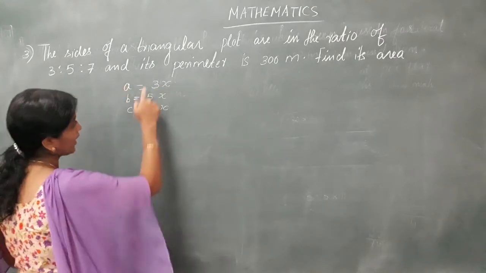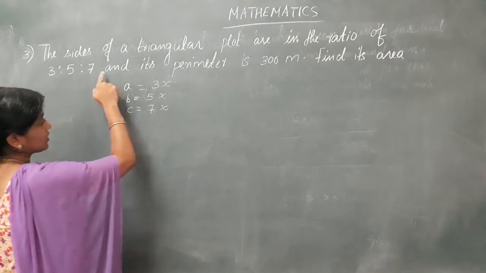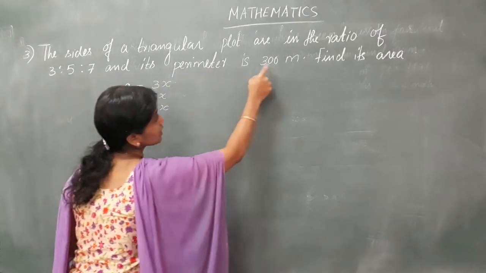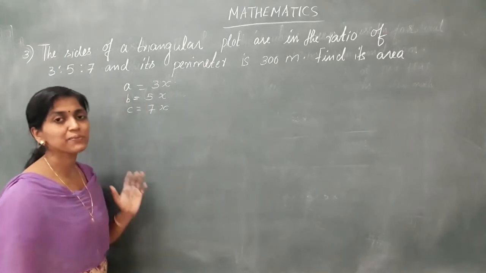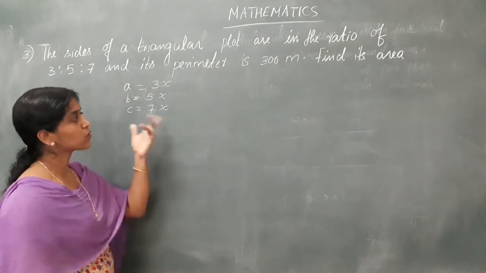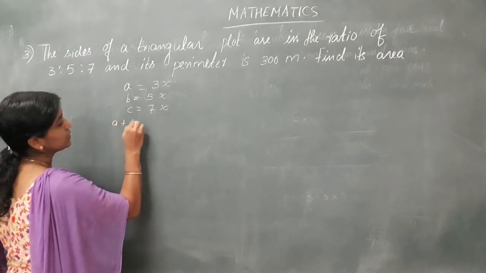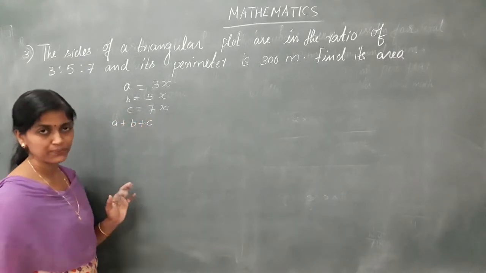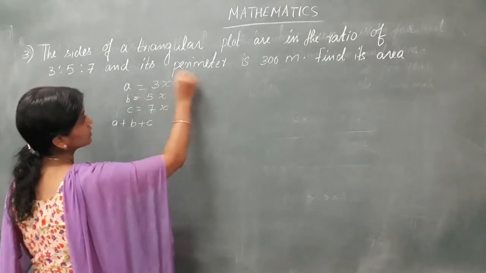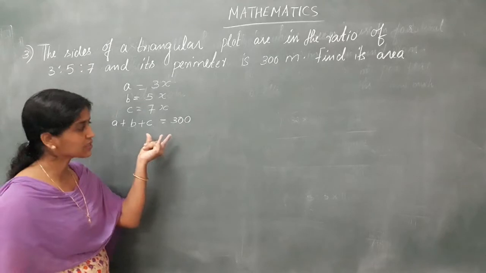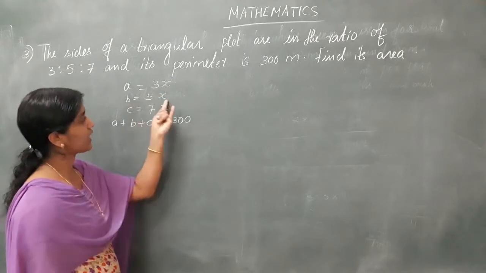To get the value of x, what is given? Something is given in the question. What is it? And its perimeter is 300 meter. So what is perimeter actually? It is the sum total of all the sides. That is A plus B plus C. That is perimeter. That is equal to how much? It is 300. So using this condition, we can find this x.